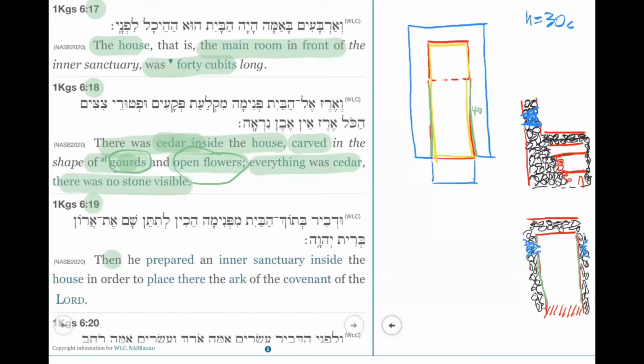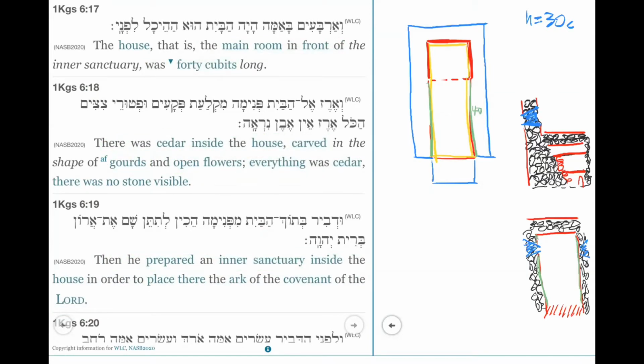Verse 19. And then the inner sanctuary inside the house, in order to place the ark of the covenant of the Lord. This is the inner sanctuary. By inner sanctuary, we are definitely talking about this portion here. This would be the inner sanctuary. And so this is the design of the temple.